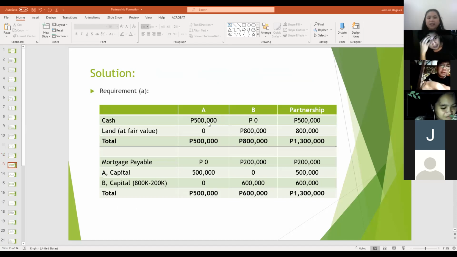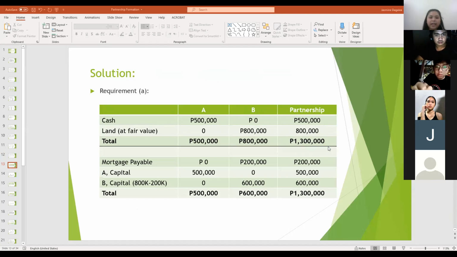Requirement A, cash 500,000. Ito yung i-extend sa partnership books, 500,000. Yung contribution ni B, 800,000. Yun yung value na i-record sa partnership books. So, total is 1,300,000. Yun yung total fair value of contributions of the partners. Okay? So, the partnership will assume the payable mortgage of the land. So, under B, may 200,000 liability. So, part din siya sa partnership books. I-extend nyo siya sa partnership books, 200,000.